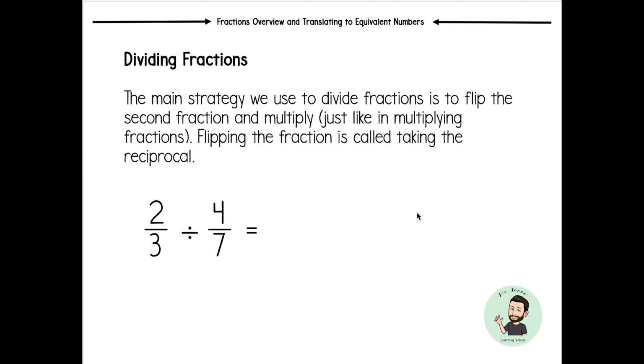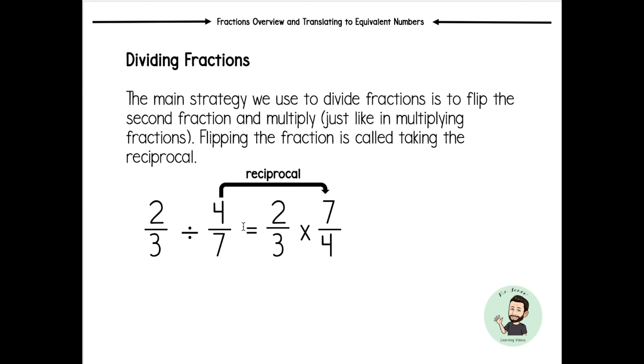Dividing fractions. The main strategy we use to divide fractions is to flip the second fraction and multiply, just like in multiplying fractions. Flipping the fraction is called taking the reciprocal. So in this case, we have 2/3 divided by 4/7. We're going to rewrite it with the reciprocal as the second fraction. So instead of 4/7, it's now 7/4.